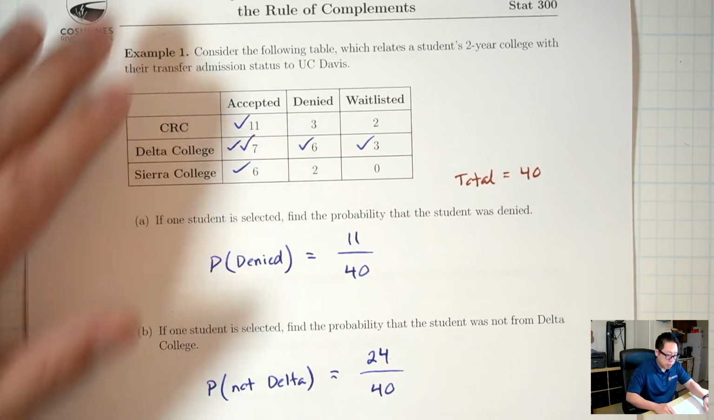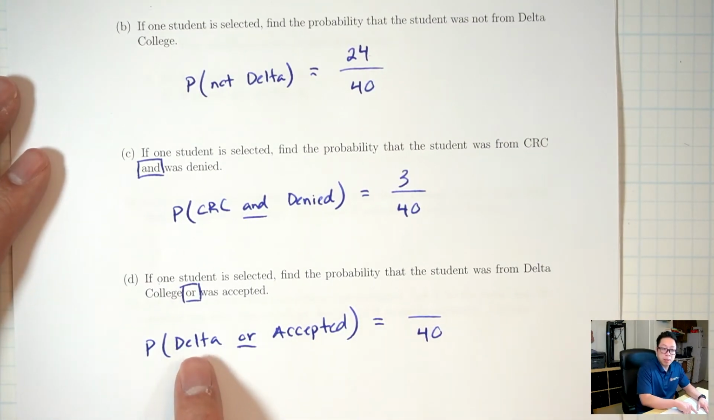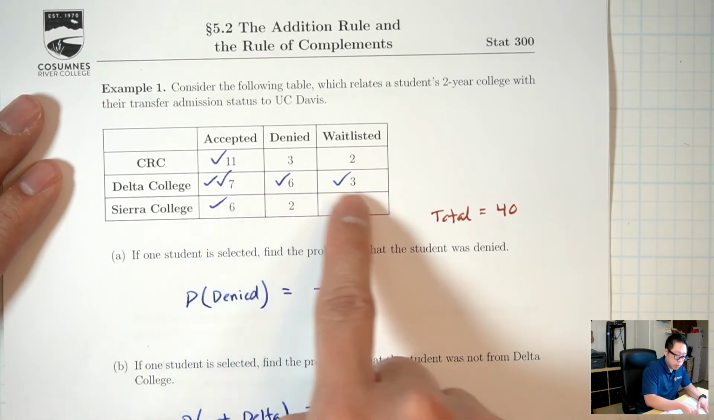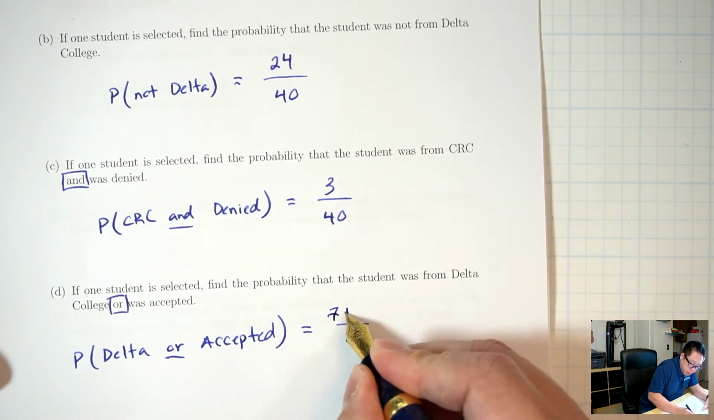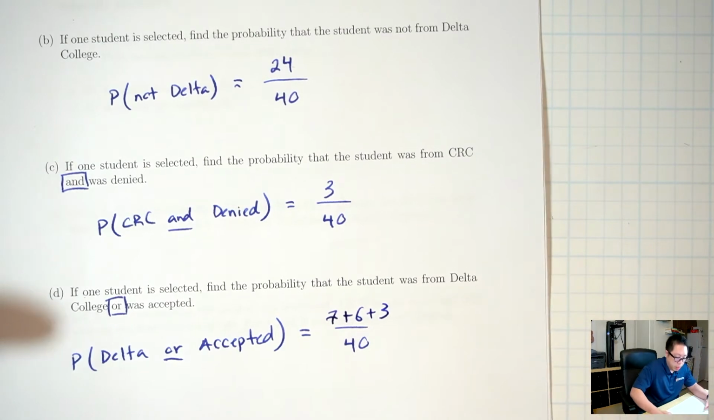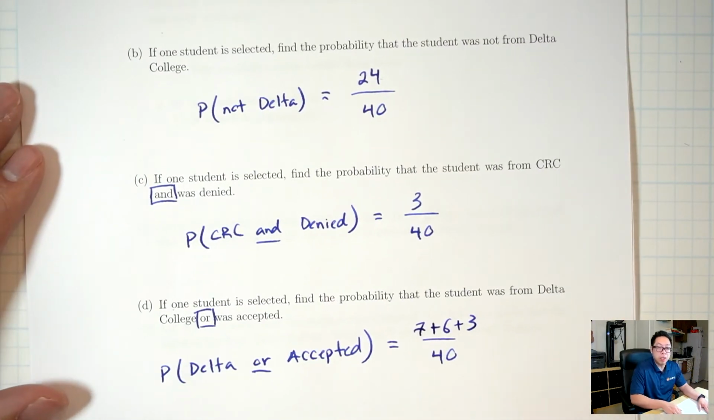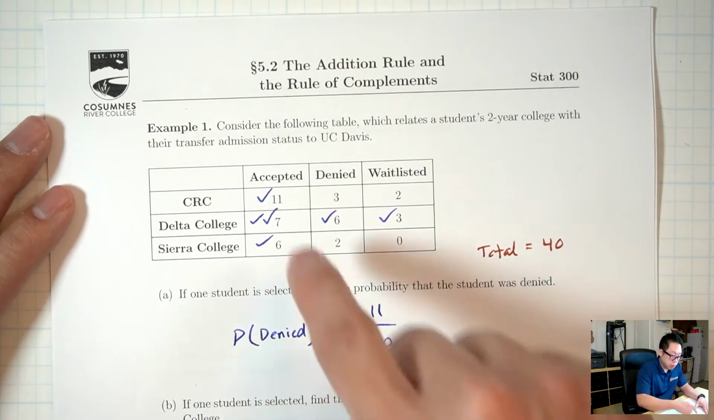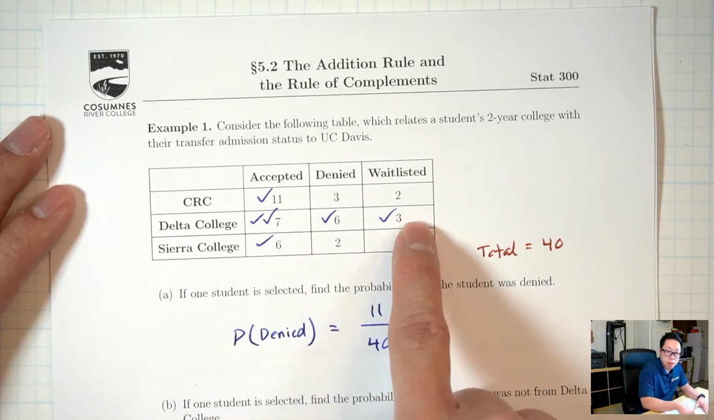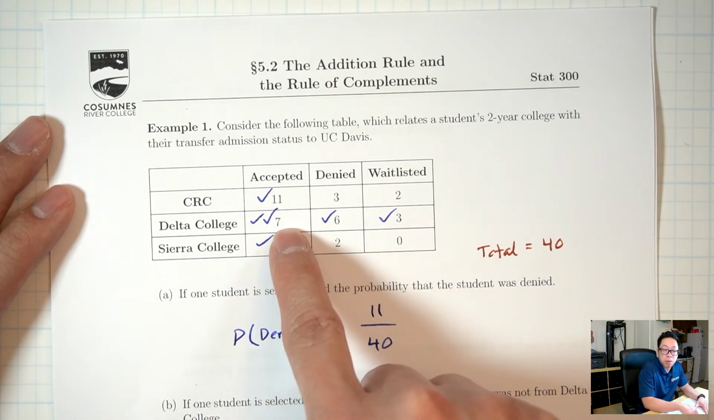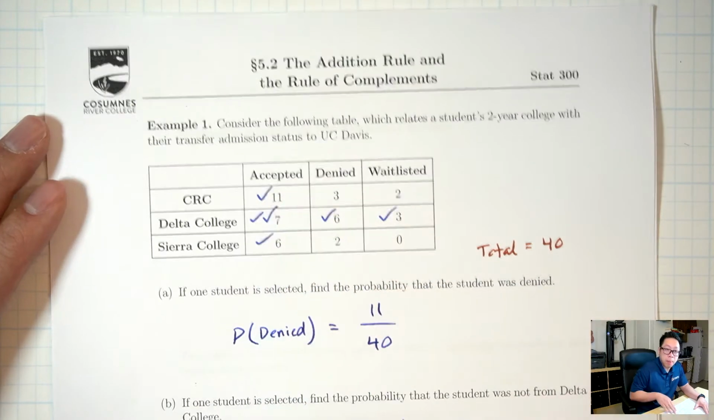The way I think about it is I take all my Delta numbers, whatever the first thing is, which is 7, 6, and 3. And then I'm also going to throw in all of the accepted numbers, which is 11, 7, and 6. Now, the 7 I don't need to include because I already wrote the 7 down when I did the Delta numbers, so I already included those 7 students. I'm not going to include them again. I'm just going to add on the 11 and the 6.